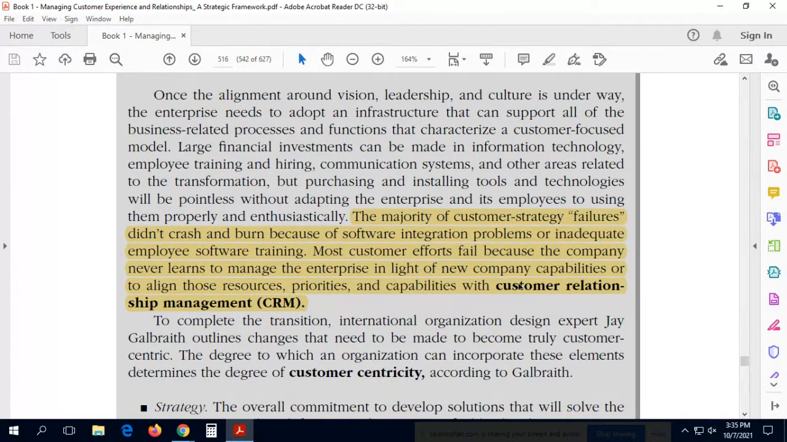So this is the major reason most customer efforts fail, because the company never learns to manage the enterprise in light of new company capabilities, or to align those resources, priorities, and capabilities with customer relationship management. And again, customer relationship management would be dependent on a lot of data. And the data is not something which you made once and then you can forget about that. It is something which you will have to continuously improve, because customer preference is going to change.